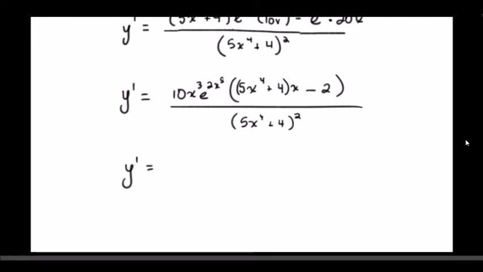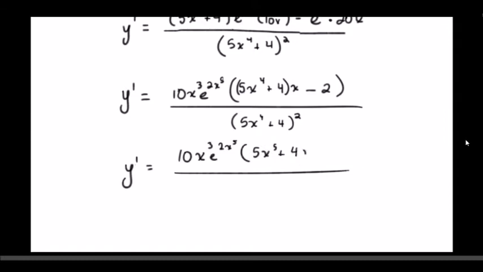So all that's left to do is to simplify that there in the numerator. So we've got the 10x cubed e to the 2x to the fifth. And we're going to have 5x to the fifth plus 4x minus 2 all over 5x to the fourth plus 4 squared.